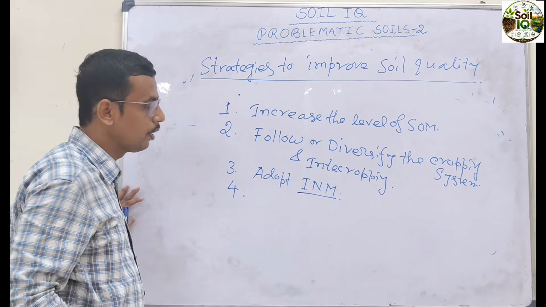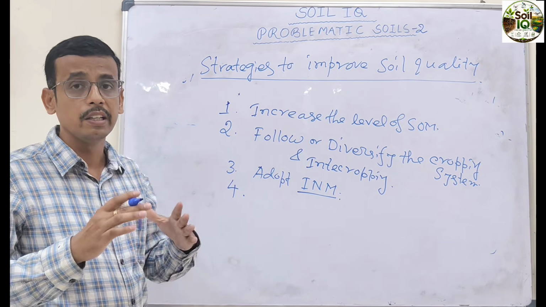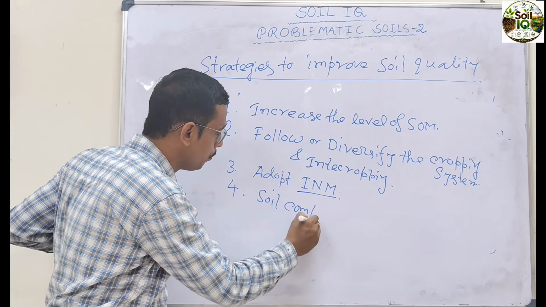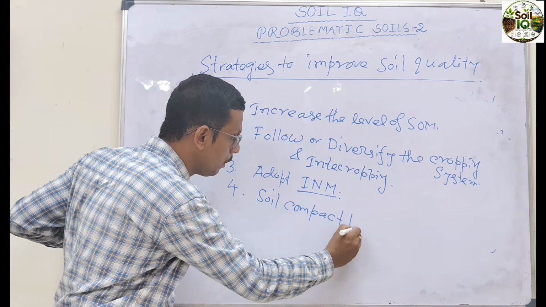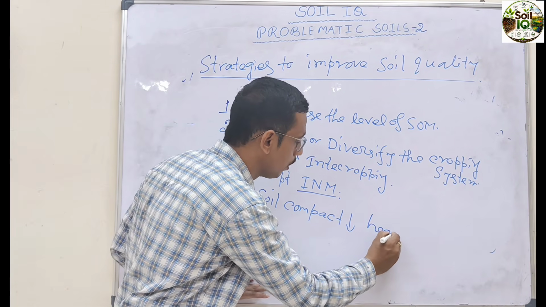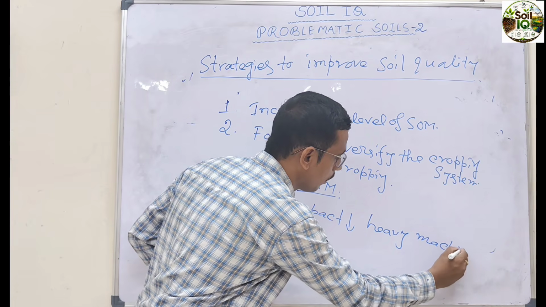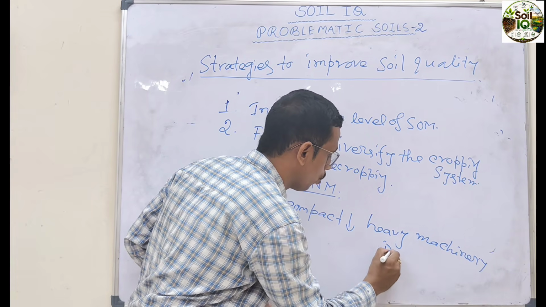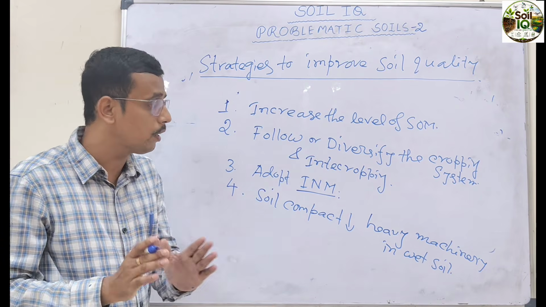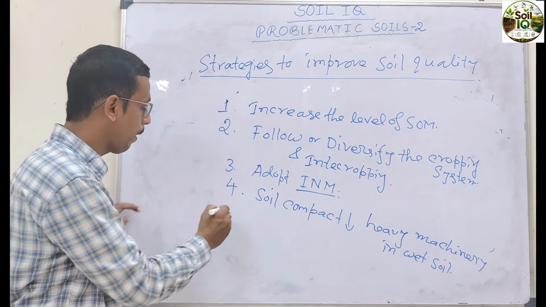Then number 4, you have added organic matter. Then you can avoid soil compaction. You need to minimize the soil compaction level by avoiding heavy machinery in wet soil. You need to avoid the excessive use of heavy machinery in wet soil to reduce the compaction.